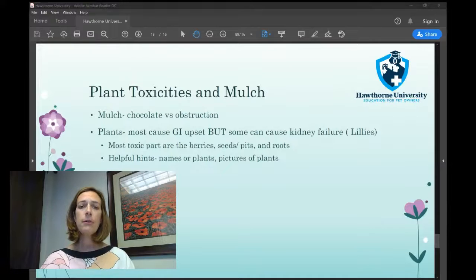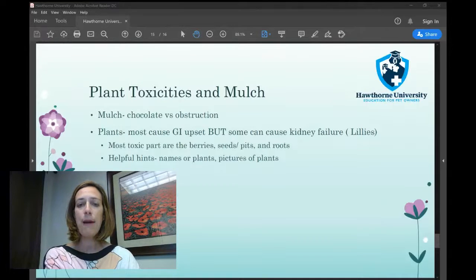Also remember, the most toxic parts of the plants are going to be your berries, the pits, and then the roots. Sometimes you will see, obviously with some of the lilies, the petals are going to do it, and some of the leaves, especially in your hostas. But if you've got berries coming off of it, or pits coming off of it, or the roots are coming up, those are definitely going to get you more than anything. But anytime you can get a picture or even bring in a piece of the plant that they chewed on is going to be quite helpful for us.